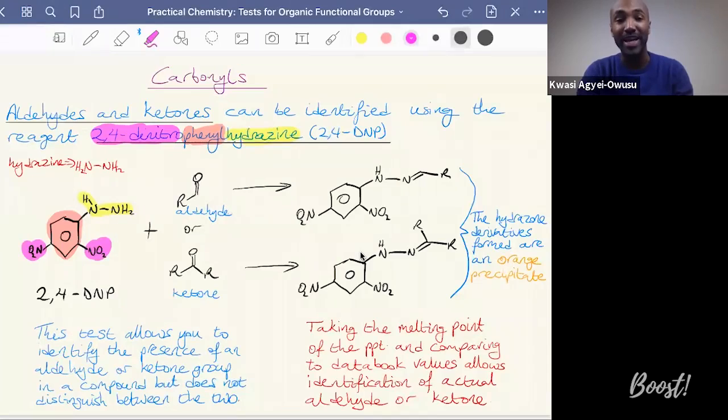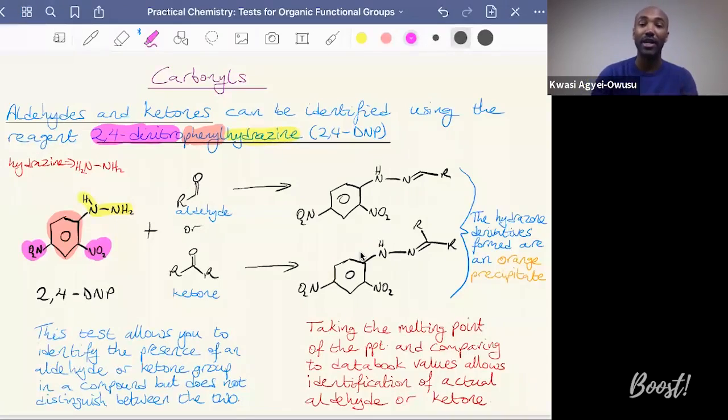Now, the hydrazine part of your 2,4-DNP molecule acts as a nucleophile, and indeed it's the NH2 group at the end, and the lone pair on the nitrogen of that NH2 group acts as a nucleophile and attacks your carbonyl group, the carbon of the carbonyl group. And it's quite a lengthy mechanism. In effect, it can be described as an addition-elimination mechanism, something that not all boards require you to know.